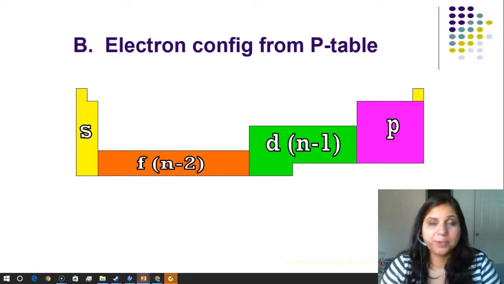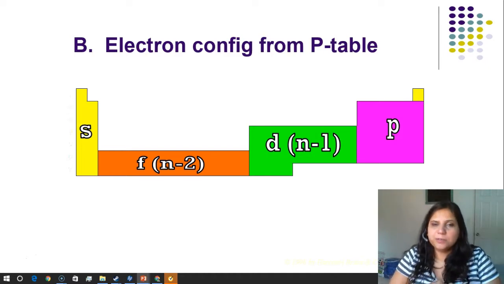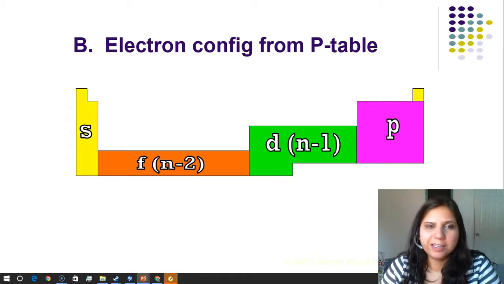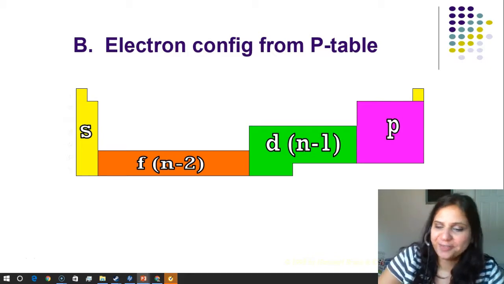Alright, so this is what your periodic table would look like if the F block were inserted inside of the periodic table. We take it out because it doesn't fit. It would go on a really long piece of paper. So we take it out.